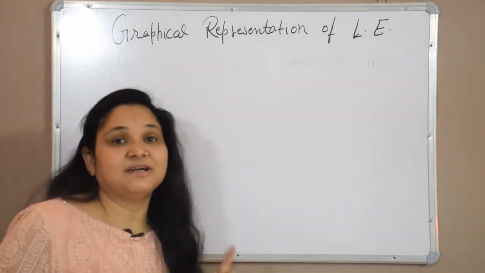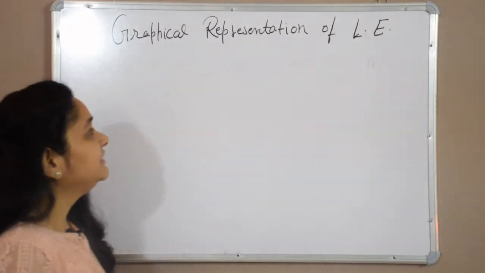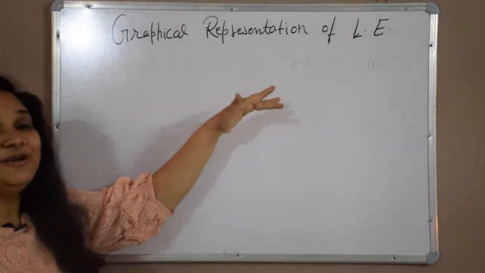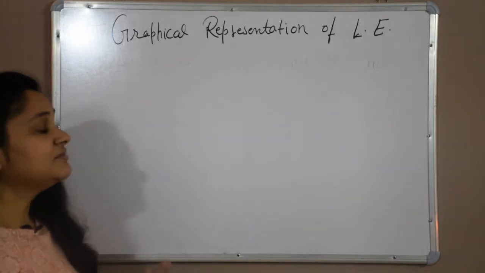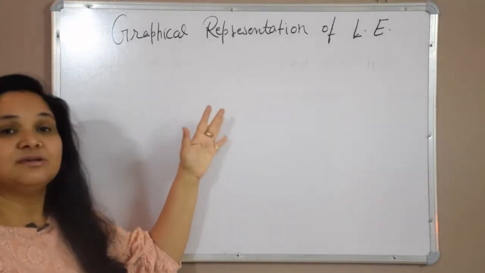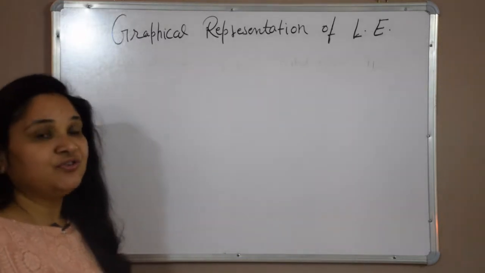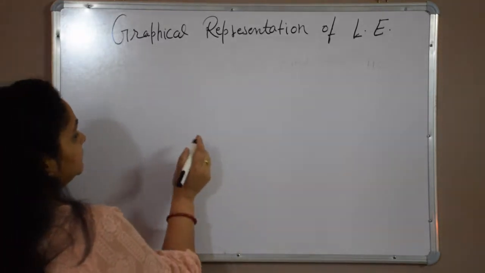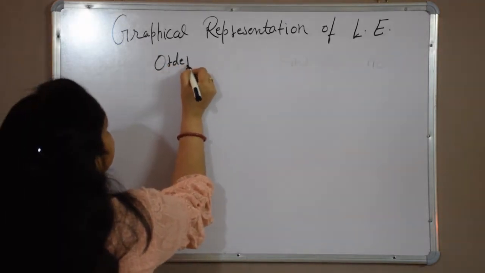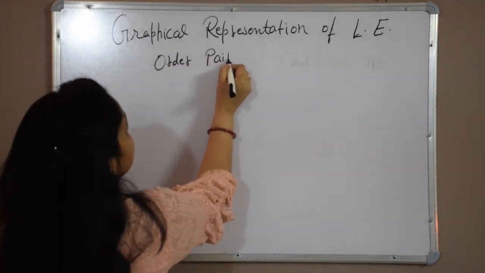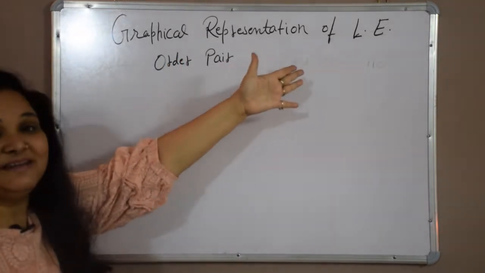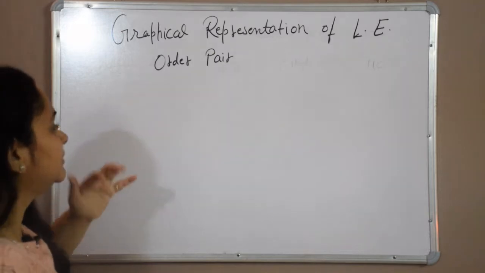But before that we need to learn few things, and those are very related to linear equations, and those are very helpful in further topics also. So first thing we need to learn is what are ordered pairs. We will frequently use all these words in our graphical representation or in our linear equation. So first is, what is an ordered pair?